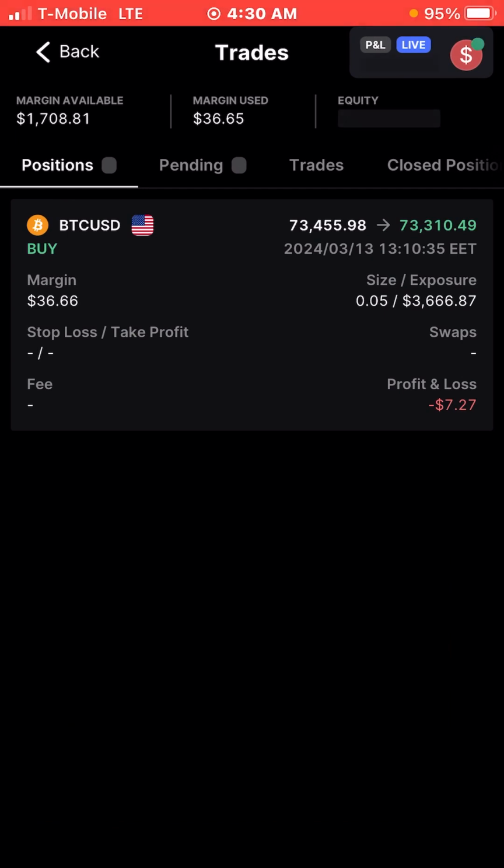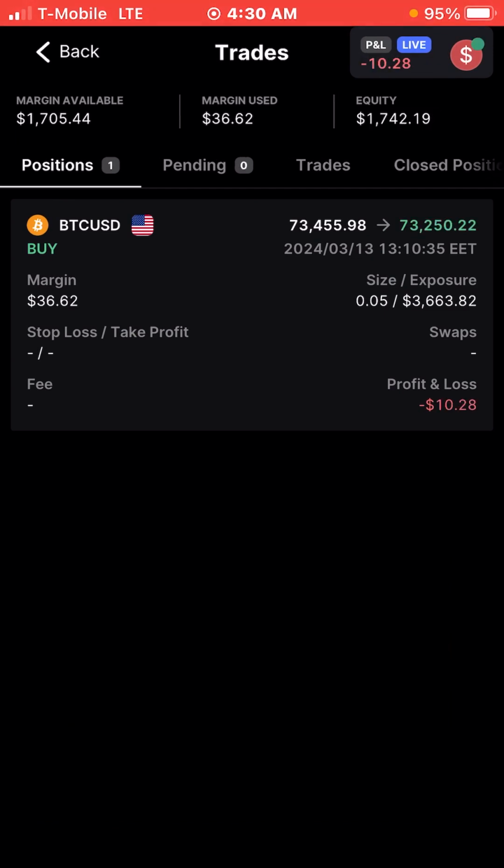I got one going on right now as I'm talking. I have a 5 cent lot size, and right now it's down, but you want to make sure it just doesn't go down too much. It's doing really the opposite right now, but basically, it's going down just a little bit. What you want to do is get this to $100.